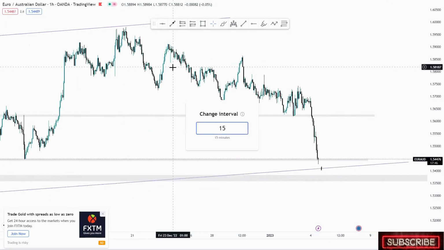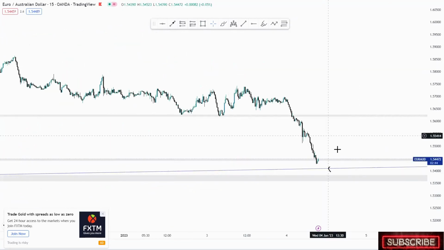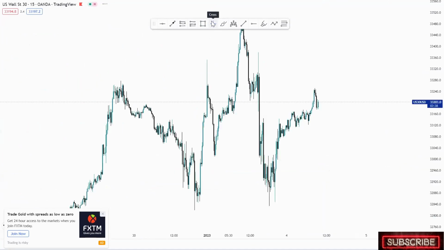So M15, we just see what's going on. So nothing is clear, guys, just an impulsive move. So it's just to wait and see what's going on. So let's move on to the last one now.